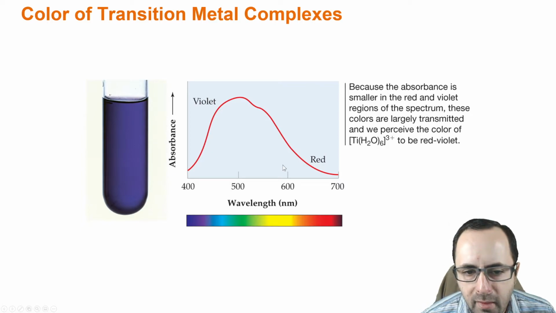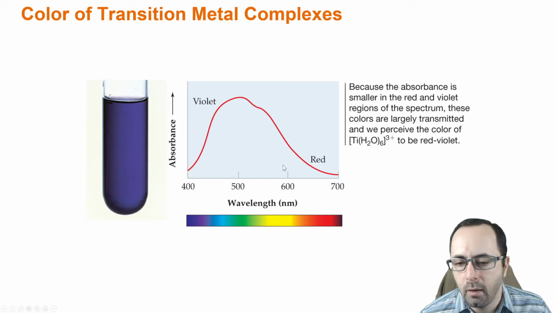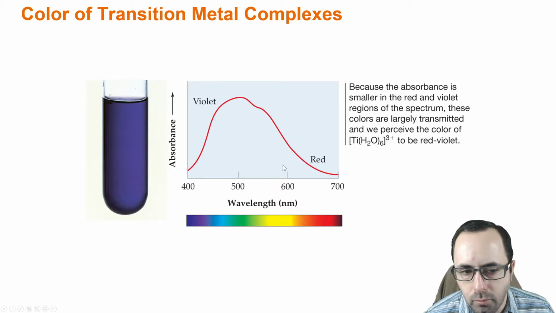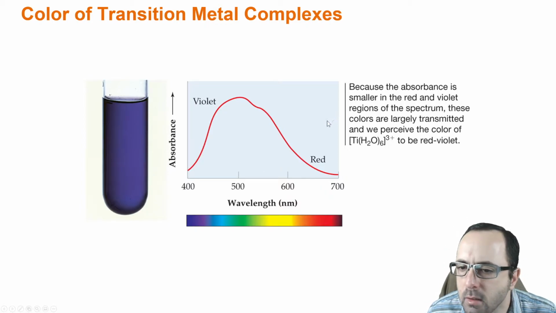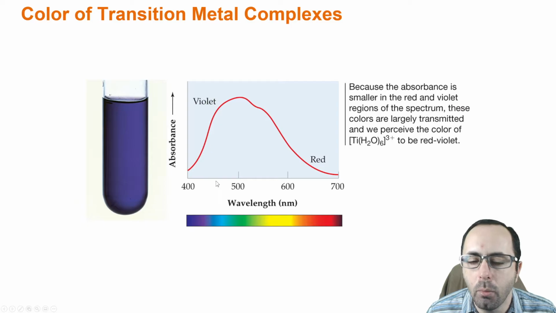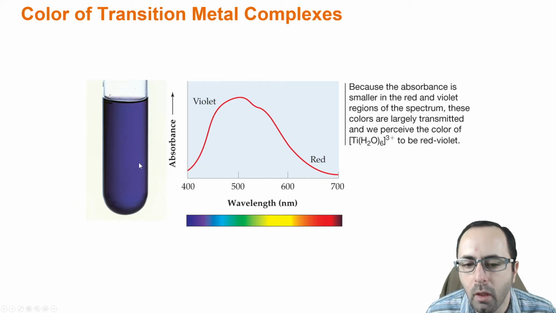So this solution will appear violet. And this is an absorption spectrum here. So this is telling you, based on the wavelength, what light is absorbed, and here's the color of that light. The light that's absorbed is mostly blue light, green light, and yellow light. What isn't absorbed is red light and violet light. And because the violet light is not absorbed, what we see is a violet color. Those colors are transmitted.